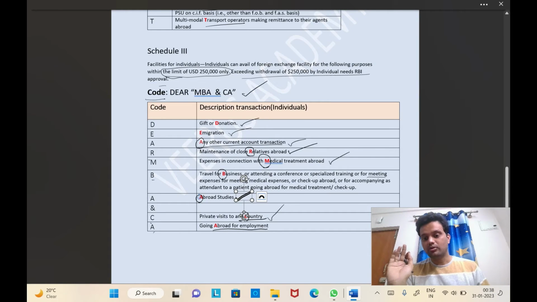Individuals who are making a remittance of more than $250,000 need an RBA approval. If any amount is lesser than $250,000, then they don't need any RBA approval for the remittance. So whatever is covered in this code, all of these transactions can be remitted by an individual if the amounts are lesser than 2,50,000 without RBA approval. If it crosses, then they need to take an RBA approval from the RBA, right?